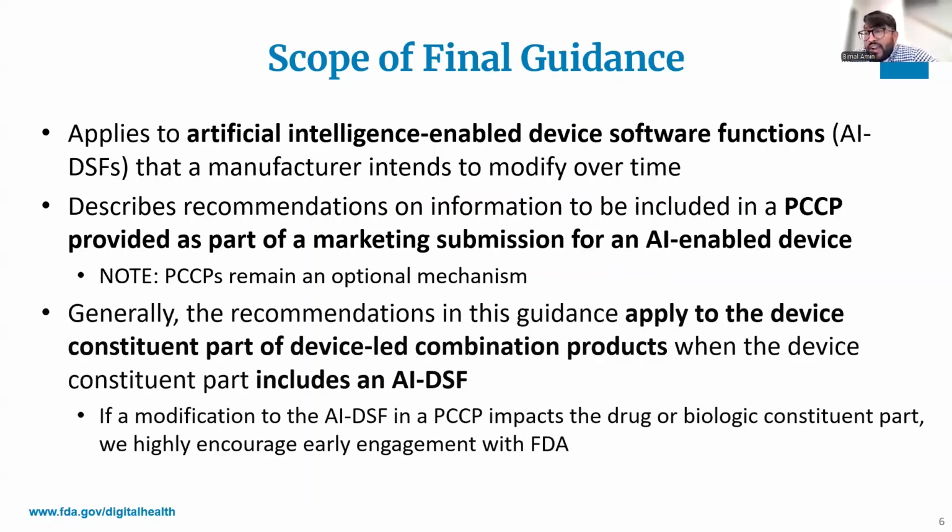The scope of the final guidance applies to AI-enabled device software functions that a manufacturer intends to modify over time. Such changes could include if you have collected additional data and plan to retrain specific subgroups or demographics, adjust the weights of hyperparameters, update data processing methods, or even make architecture changes. It describes recommendations on information to be included in a PCCP provided as a part of a pre-market submission.